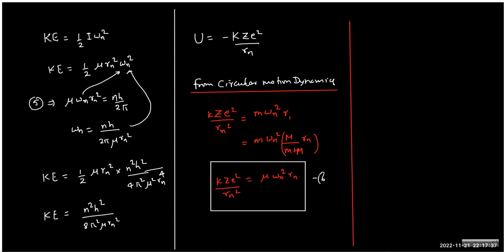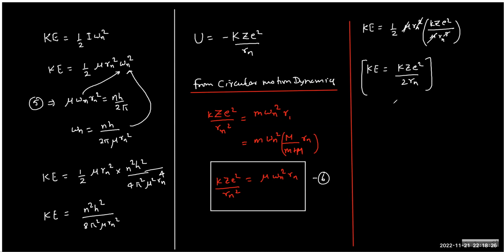You can call it equation number 6. So kinetic energy is how much? Once again, we can write mu Rn square omega n square, and mu Rn square omega n square we can write as Z e square by mu Rn cube. Yes, this will cancel out completely, and the kinetic energy turns out to be how much? Oh, mu will get cancelled now. It is coming the same answer, k Z e square by 2Rn, and this is what we were expecting, isn't it? Because we know that half of the potential is the kinetic energy.